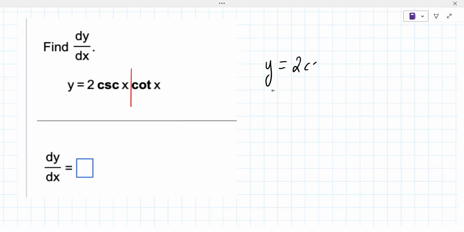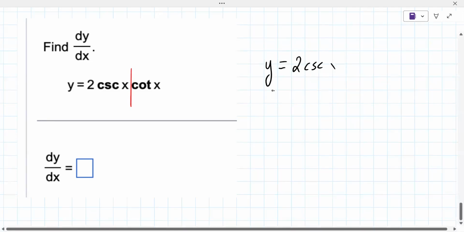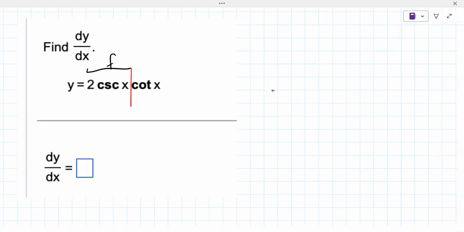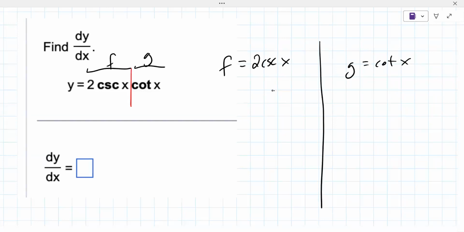Y equals 2 cosecant x. Y equals cotangent. I'm sorry, this is really wrong. Everything I just did, sorry about that. It's F, and F is 2 cosecant x. G is cotangent x, like that. So it's always better to separate them. Well, you have to. I mean, it's a product.